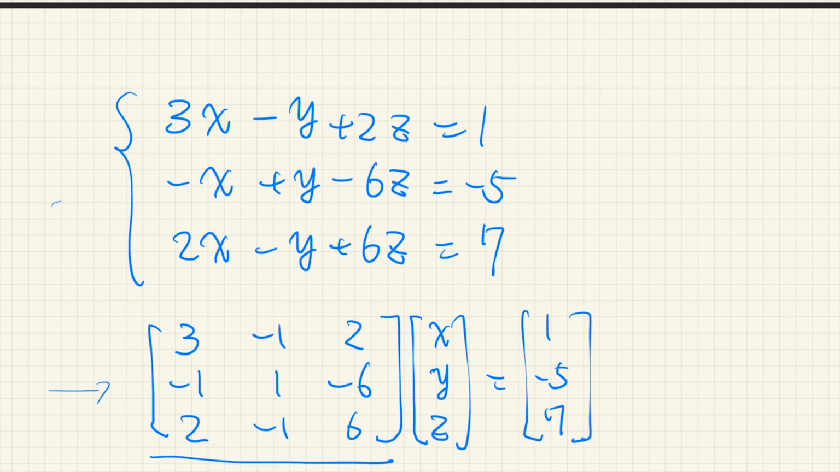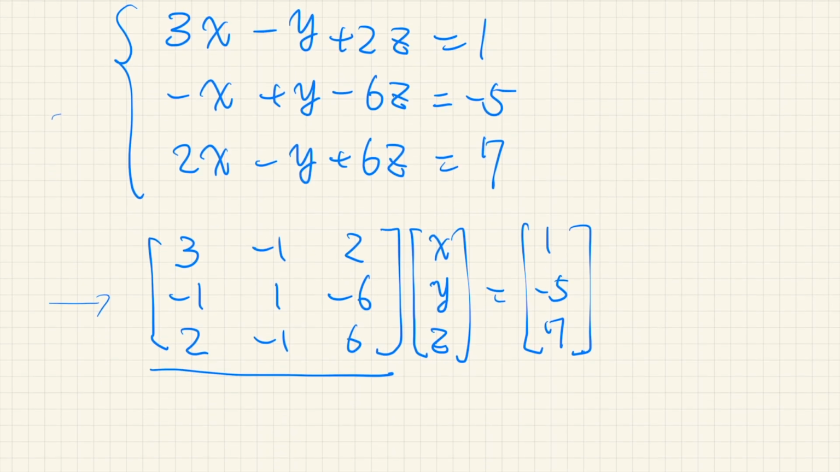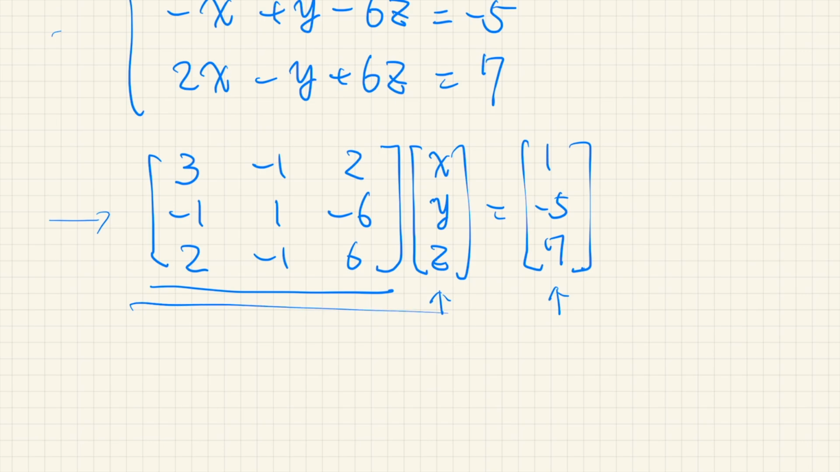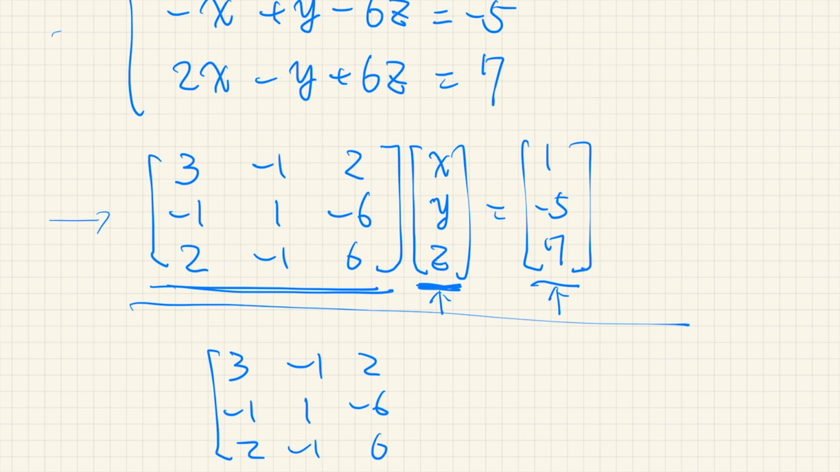This matrix on the left-hand side is called the coefficient matrix, and this is the unknown vector, and this is the constant term vector. We next squash this entire equation into one matrix. So just skip this unknown vector and make the matrix consisting of this part and this part. 3, -1, 2, -1, 1, -6, 2, -1, 6, and 1, -5, 7. This is called an augmented coefficient matrix, or just augmented matrix.